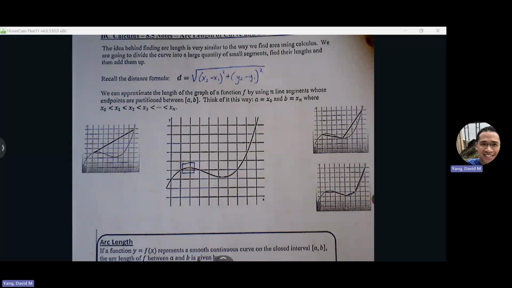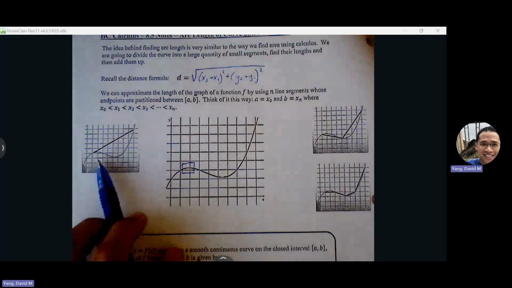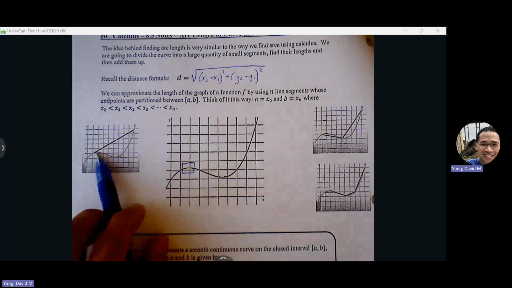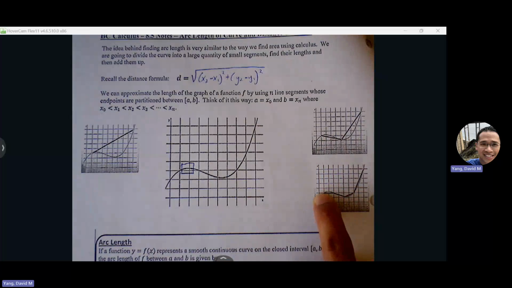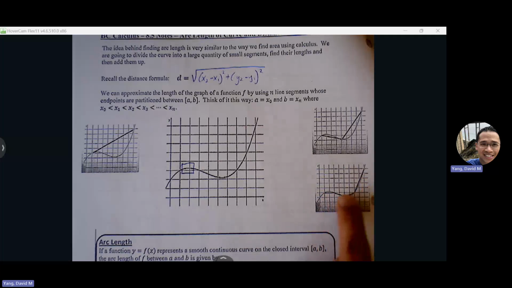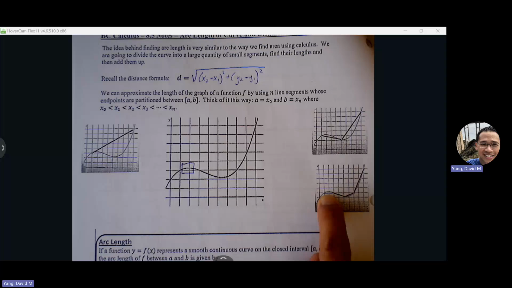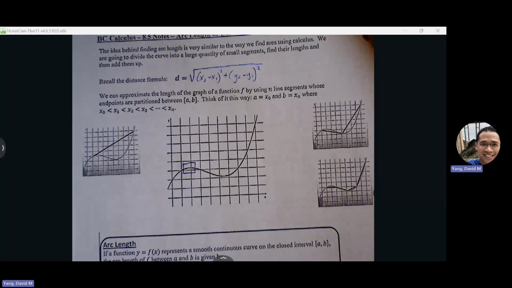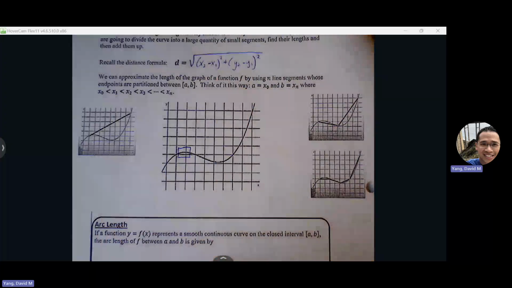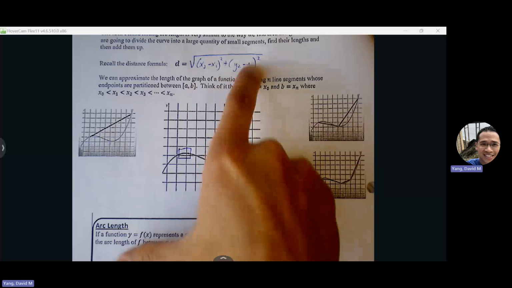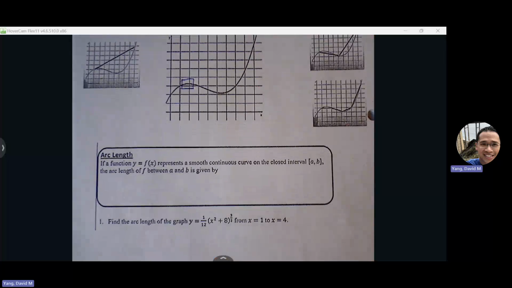I just want to show a couple of instances where, if we take a line segment between two endpoints and continue to break it up into smaller and smaller segments, it begins to resemble the actual shape of the curve. If we keep making the line segments shorter and shorter, it'll adapt to every change in the graph, and we can eventually find the exact length of the curve. The reason I also want to show the distance formula is that your arc length formula will resemble the distance formula between two points.